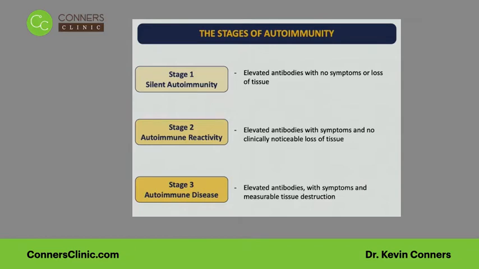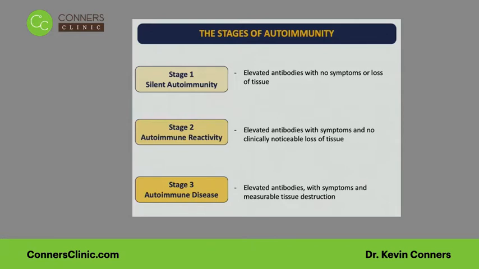Stage 2 is what's called autoimmune reactivity, meaning that you also have elevated antibodies to a self-tissue, but the clinical noticeable loss of tissue just isn't there. So you may have symptoms like, okay, talk about rheumatoid arthritis: my joints hurt, but I may not have any visible x-ray signs, or I may not have any visible swelling. So the clinical assertion isn't there. It's based upon symptoms and the blood test.